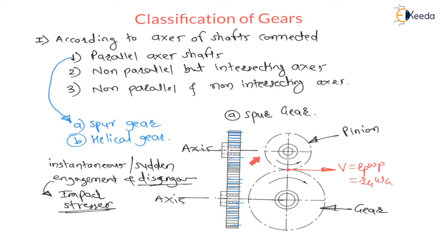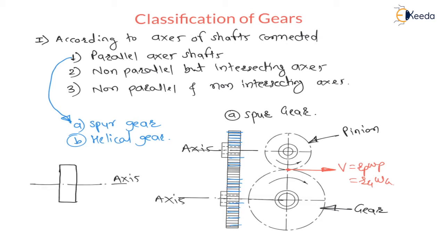But for very low power transmission at very low speed, spur gears are preferred. Note down this statement: at very low power transmission at very low speed, spur gears are preferred. For example, watches. If you have a hand watch and you open it, all the gears in this watch are spur gears.